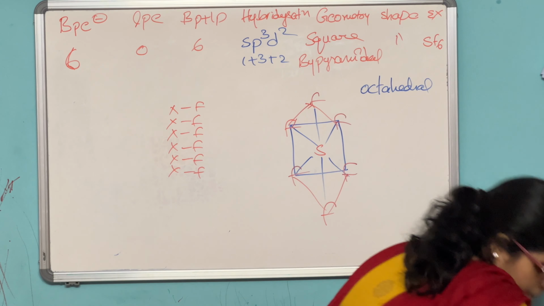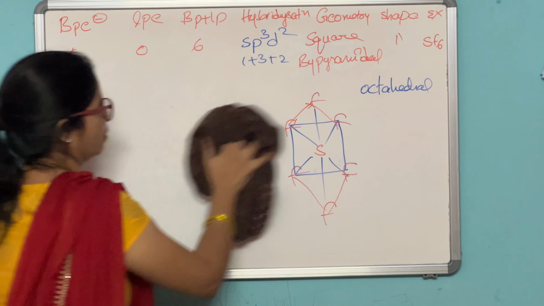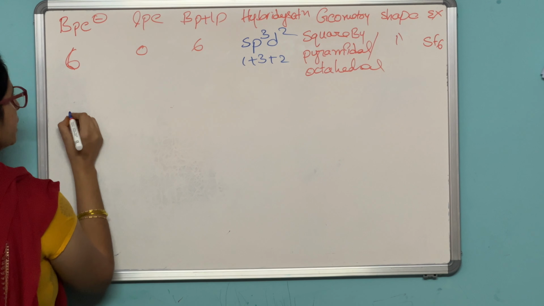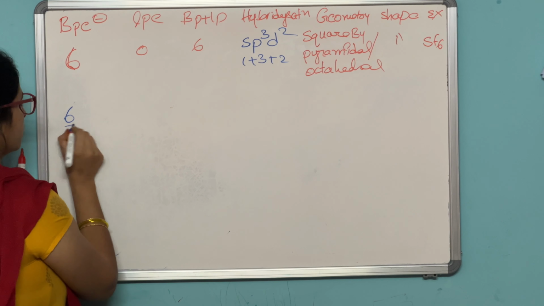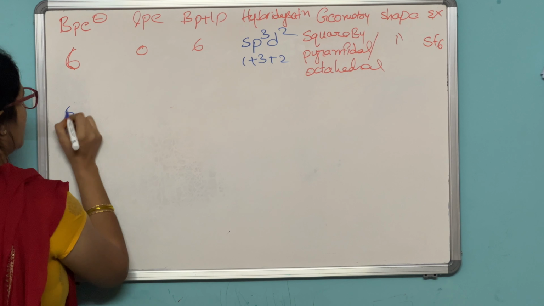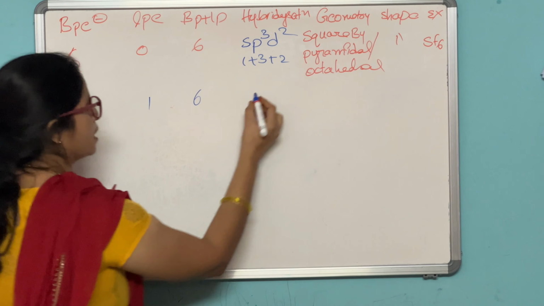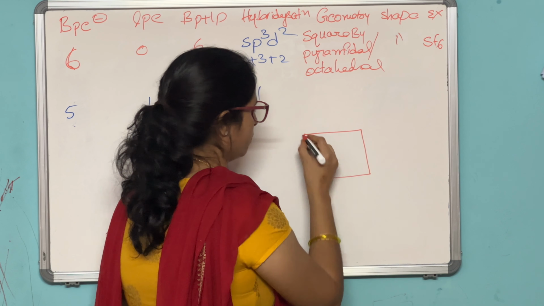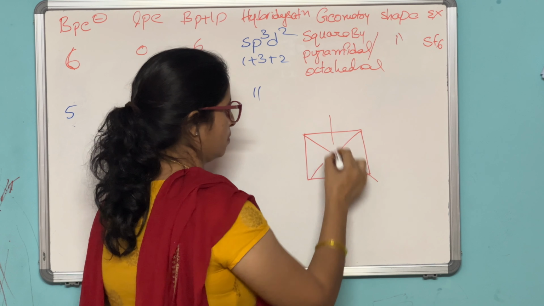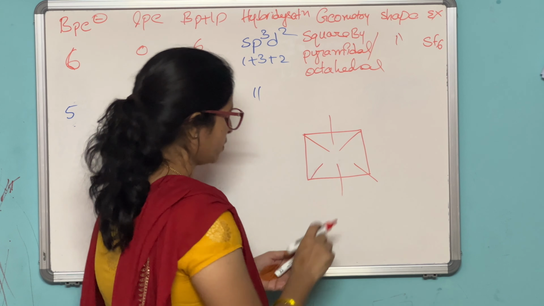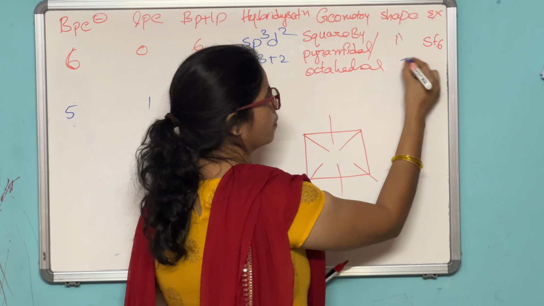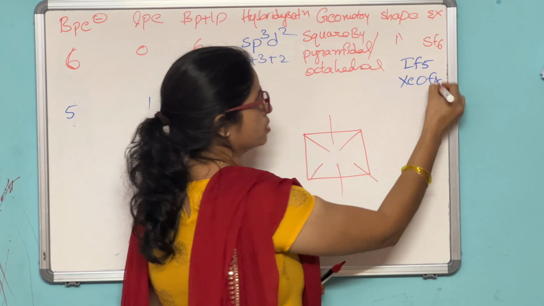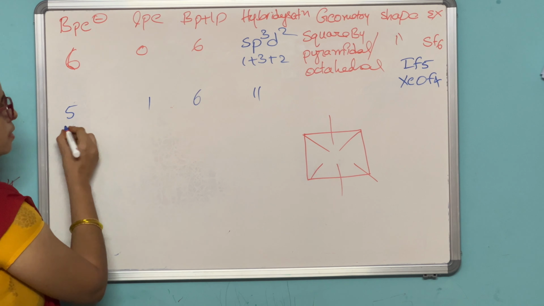Next one, I'll clear this one. If here bond pairs of electrons are 5 and lone pairs are 1, sp3d2, again sp3d2 hybridization. If a lone pair is there, now the examples for this one are IF5, XeOF4. These two are the examples for this one.